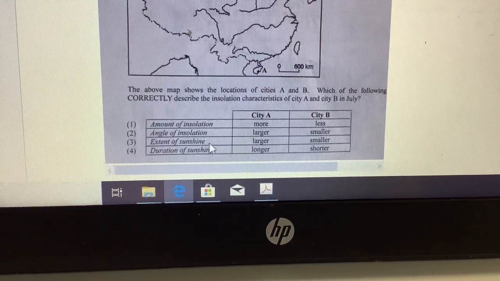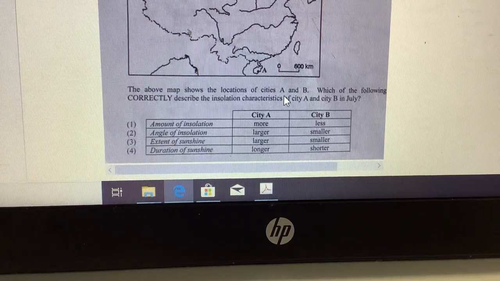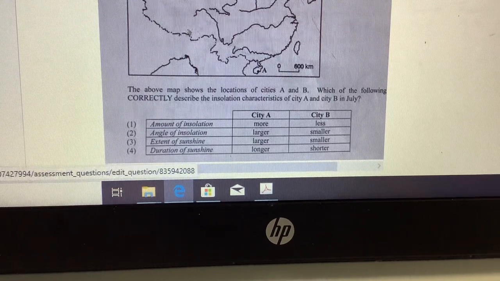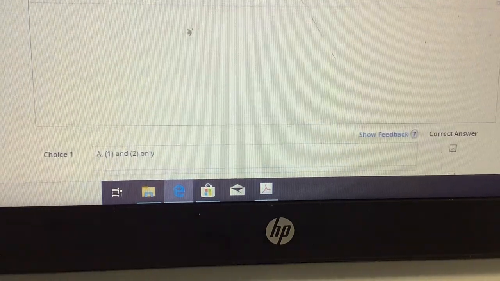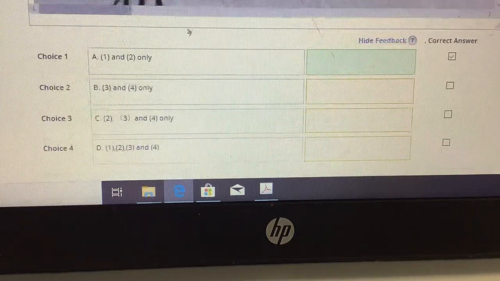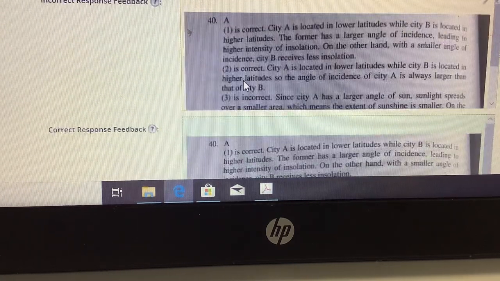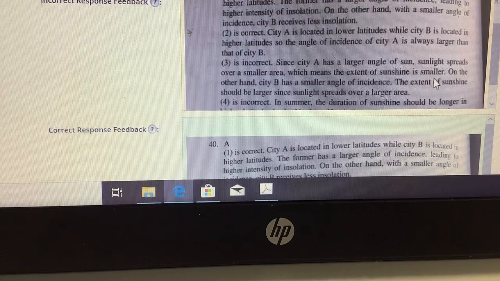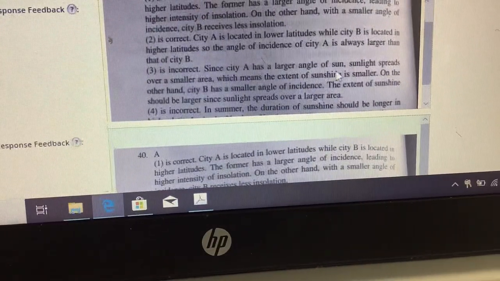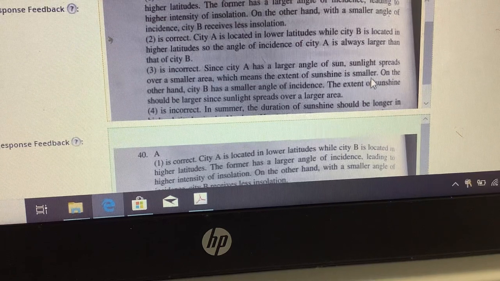So this one is also right. Extent of the sunshine, which is talking about how far the sunshine can go. This one is correct also. Duration of sunshine, which is talking about whether the daylight is long. This one is wrong, because for city A, we should have a shorter one. Number 3 is also wrong. Let's see what happened. Extent of the sunshine, which means it is smaller. Oh, because it is talking about the area of the sunshine.